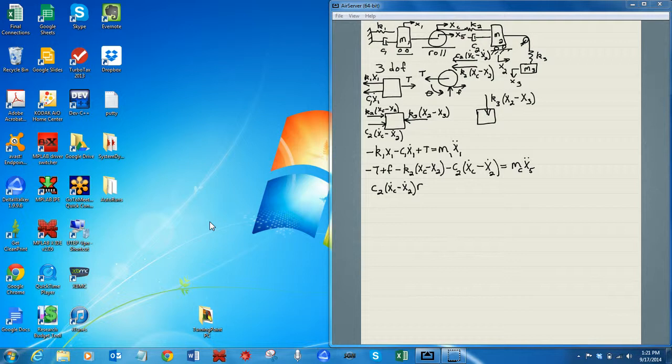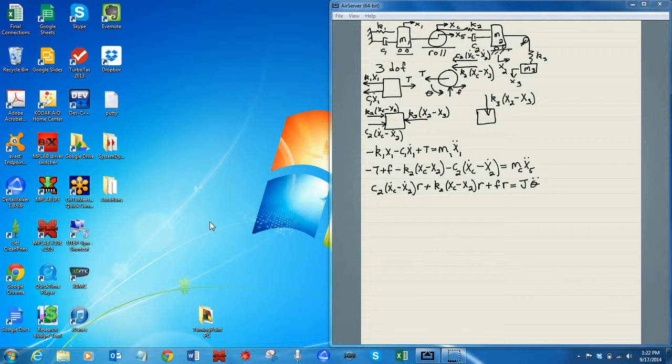Then I have the spring. It's also producing a positive moment, so that's a plus K2 (xc minus x2) times its moment arm of r. The only other one is the friction. It's also producing a positive moment, so it'd be F times its moment arm, also the radius, and that equals the mass moment of inertia through the center, call that J, times the angular acceleration. So that takes care of the cylinder.